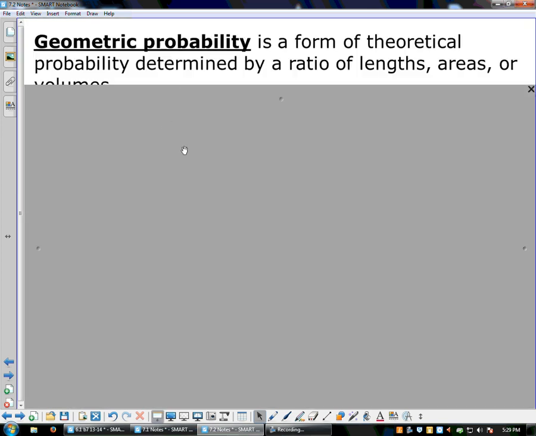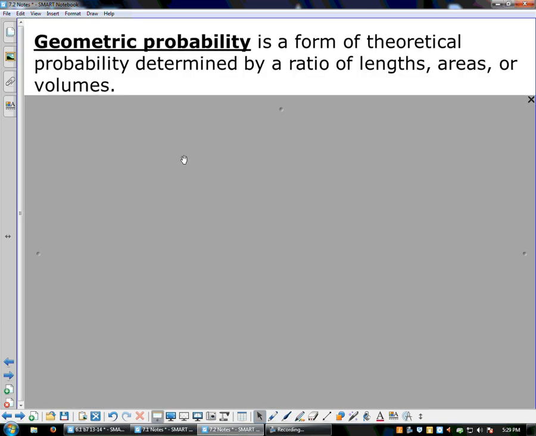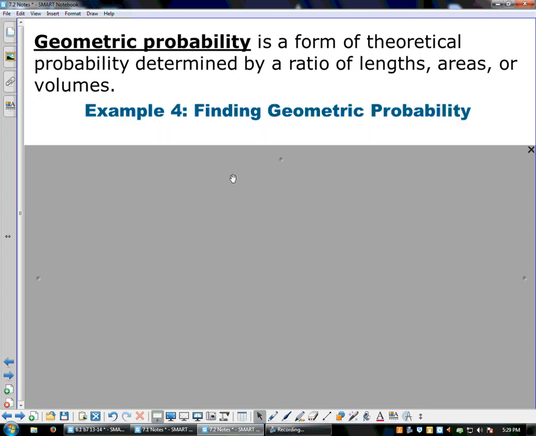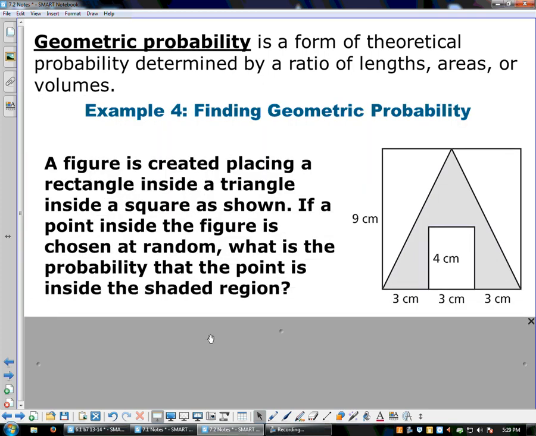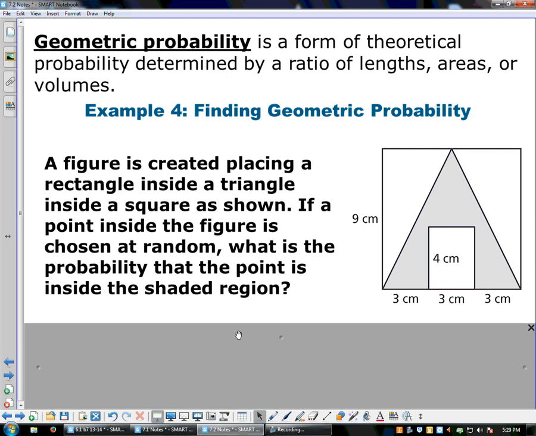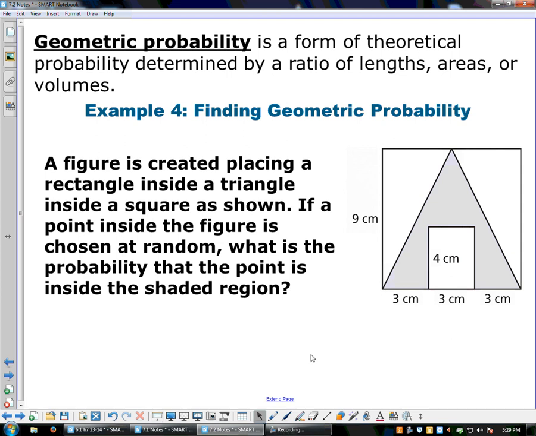Now let's get into a little geometric probability. It's going to be a form of theoretical probability determined by a ratio of lengths, areas, or volumes. So in this one, we have a figure created by placing a rectangle inside a triangle, inside a square as shown. If a point inside the figure is chosen at random, what is the probability that the point is inside the shaded region? So we're going to need some area formulas for this case.